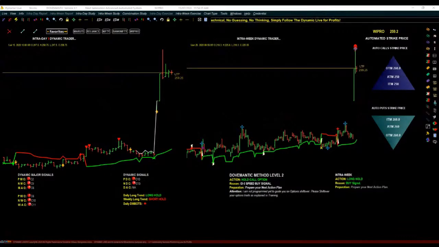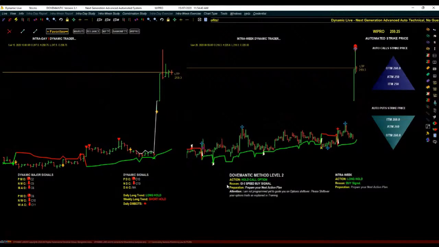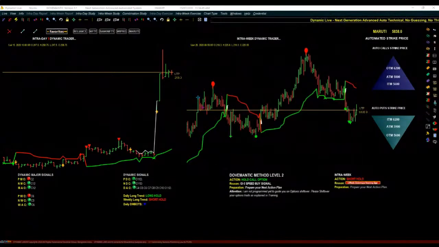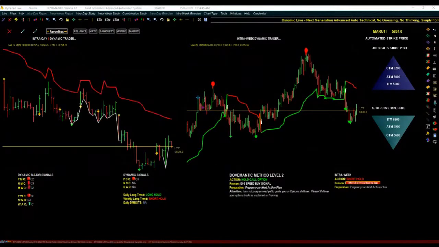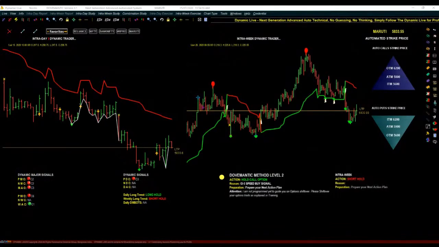Now let us check. Mr. Nitesh has asked for Maruti. Let us check what's happening in Maruti. All that I'm trying to do is just select the favorite stock here, and once I do that, my job is to just look at the action information. And you can see Maruti, it is telling us to hold call option.